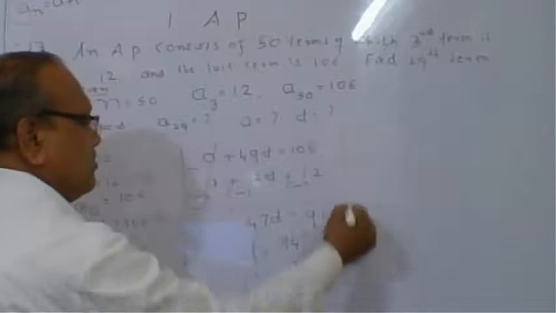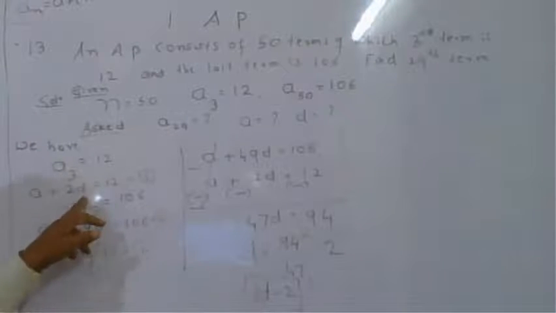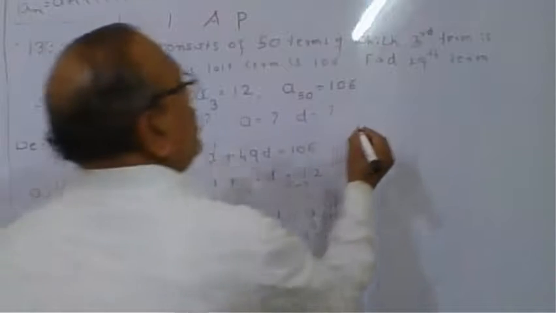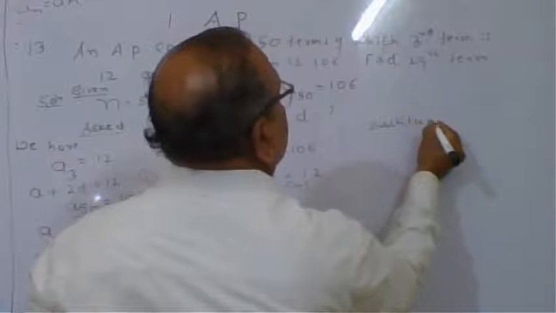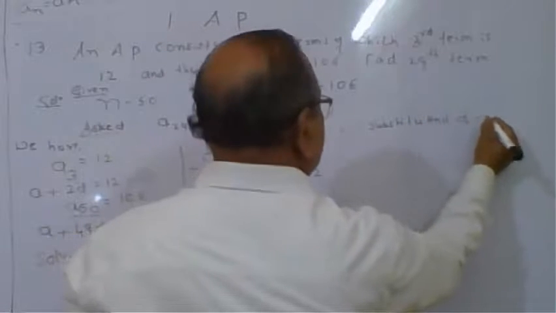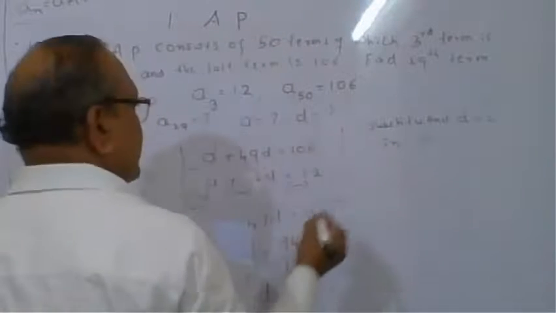Any doubts? What else you have to find out? See, what you can get is D is equal to 2. Now you got D. How do you get A? A can be obtained by substituting the D value in equation 1. Substituting D is equal to 2 in equation 1.